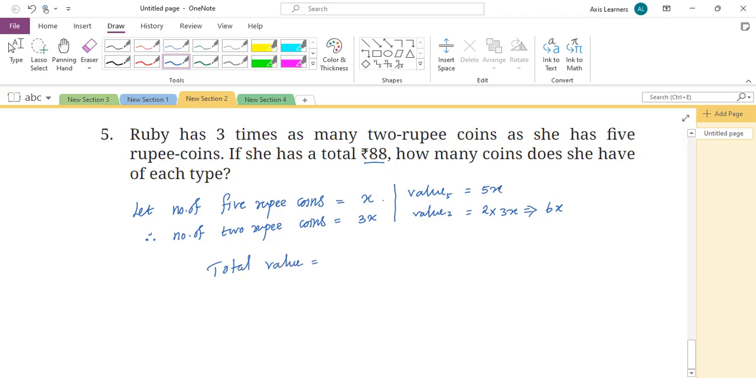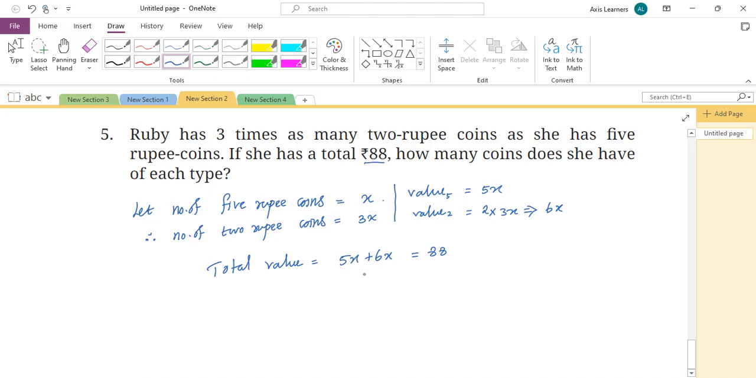Total value, 5 into x. So if you have 5 rupee coins, 2 into 5 is equal to 10, so we have 10 rupees. In the same way, she has x number of 5 rupee coins and the value is 5 into x. So 5x, and another one is 6x, 5x plus 6x, which is equal to 88.